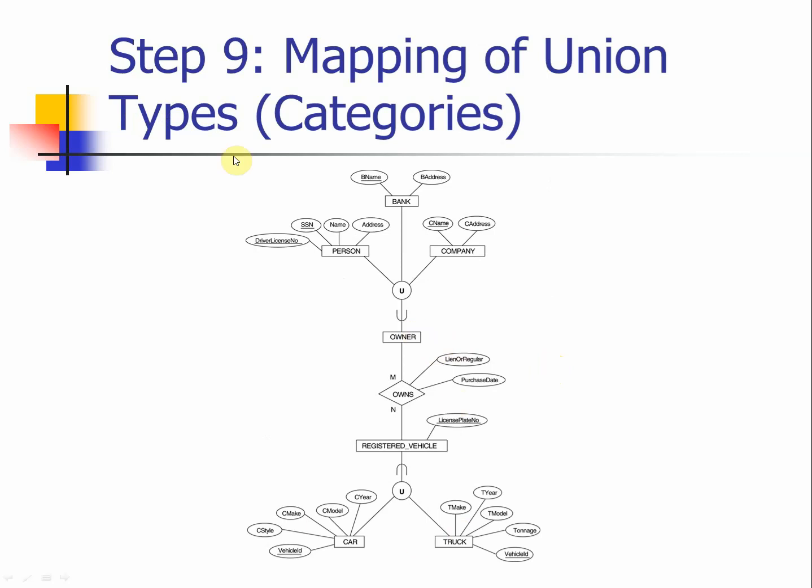So if we look into a bigger picture over here, you can see that the top part is the one that we have focused on. Now the other part, registered vehicle, has another union type. So of course, when we do that, we need to have a car with a vehicle ID that links back to the registered vehicle. Truck has another ID attribute as a foreign key link back to the registered vehicle. And then we will also have these local attributes to the registered vehicle, and then use an M to N relationship to connect the two.